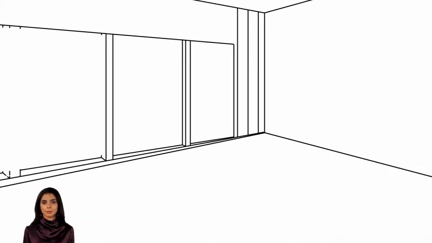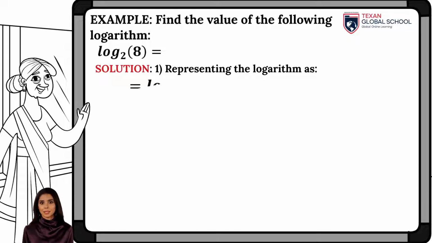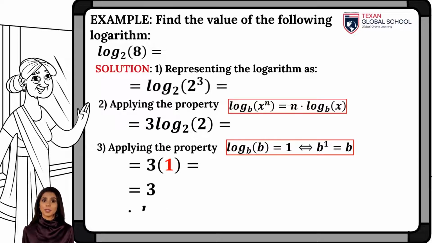Let's see an example. We will find the value of the logarithm base 2 of 8, obtained earlier, to show that the properties of logarithms can be applied. We can represent it as logarithm base 2 of 2 cubed. Applying the power property of logarithms, we have 3 times the base 2 log of 2. Since the base 2 log of 2 equals 1, multiplying gives us that the base 2 log of 8 equals 3. We can see that it is exactly the same value obtained using the definition.